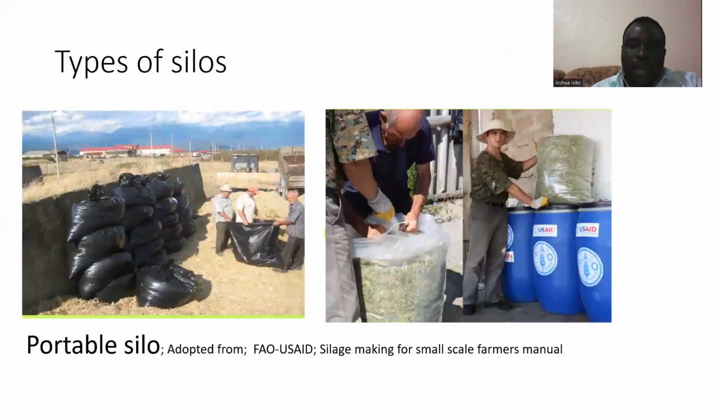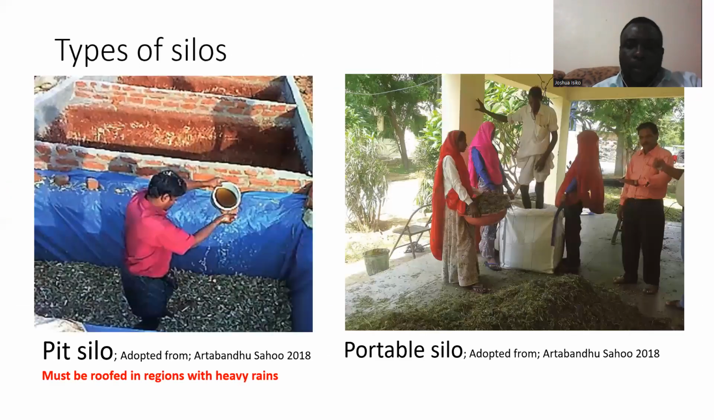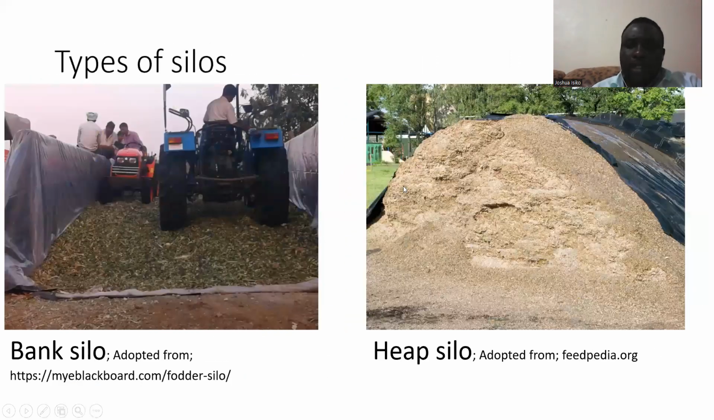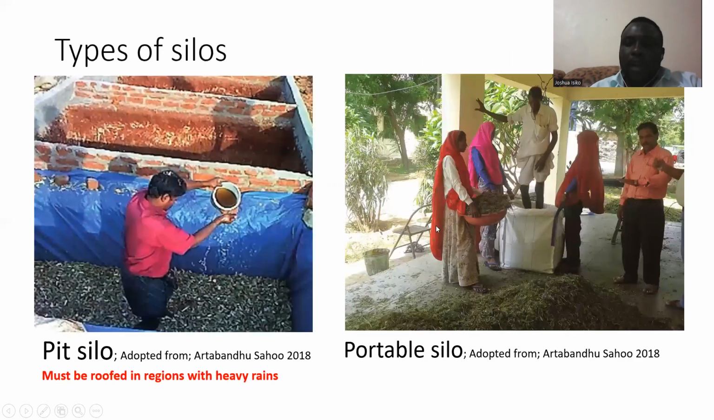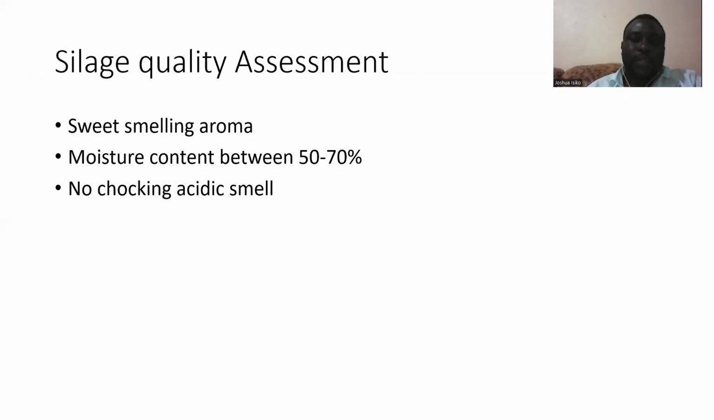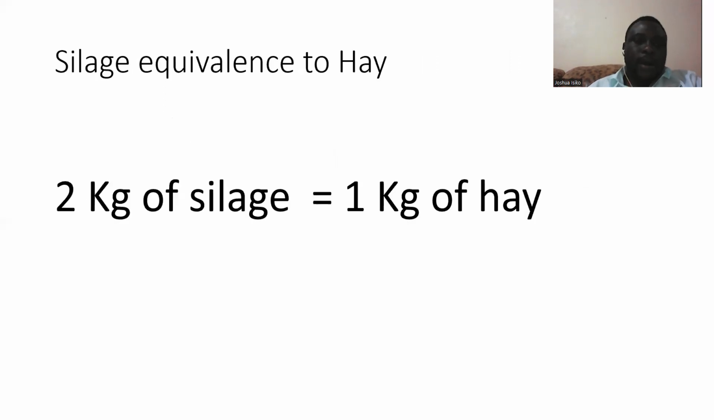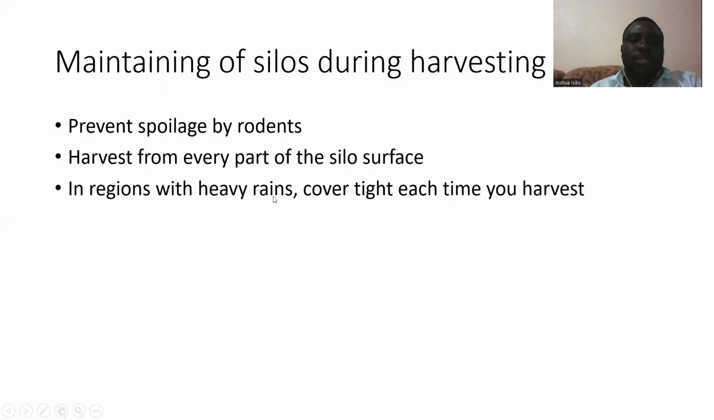So harvest from every part of the silo. For instance, if this is the silo and you are harvesting, harvest all across this surface, because when a part is exposed and stays there for 2 days, it will grow moss, which will bring in another problem of aflatoxinosis on your farm. Also, in regions with heavy rains, cover tightly each time you harvest. When you go to the silo, pick what you are going to use that day, then cover it again tightly. Otherwise, it is going to get spoiled.